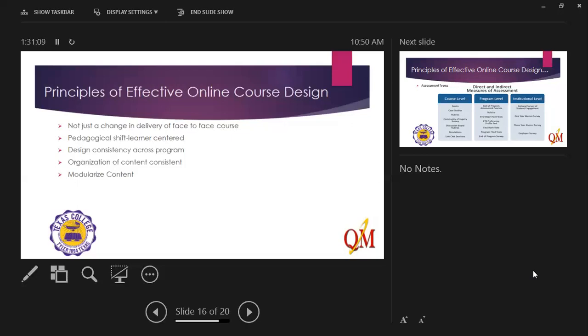There's what may be termed a pedagogical shift. You're shifting from having to have discussions in class to having to design content which is learner-centered. Content which has the student in mind, content which is designed or displayed or configured from the student's perspective. You also want to ensure that there's a design consistency across the program.